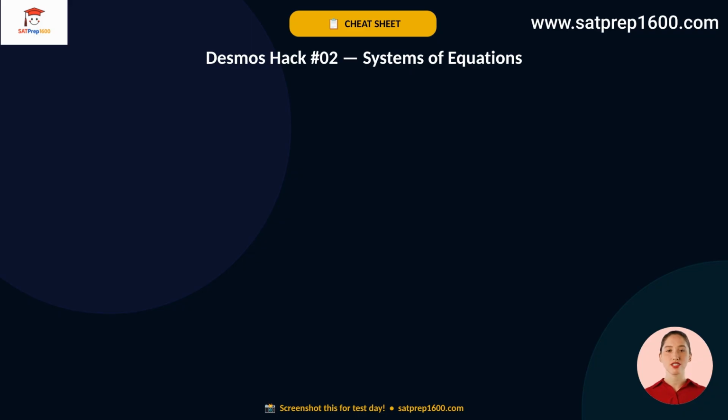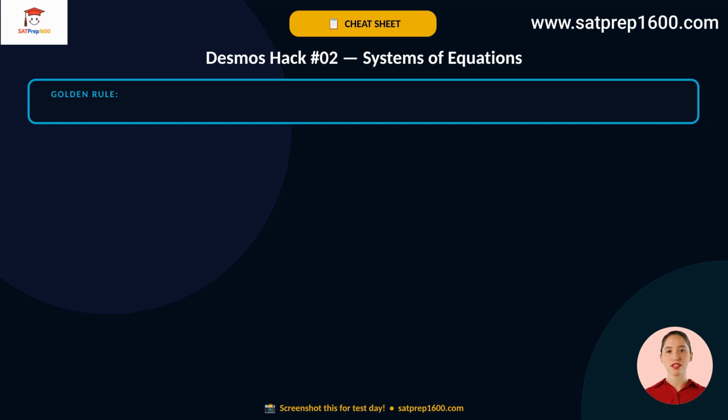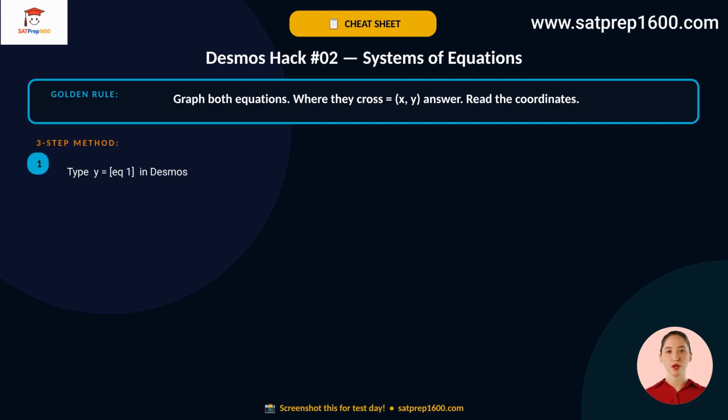Quick cheat sheet, screenshot this one. The golden rule: graph both equations, find where they cross, read the coordinates. That's your answer. 3-step method. 1. Type y equals the first equation. 2. Type y equals the second equation. 3. Click the intersection and read the x and y.